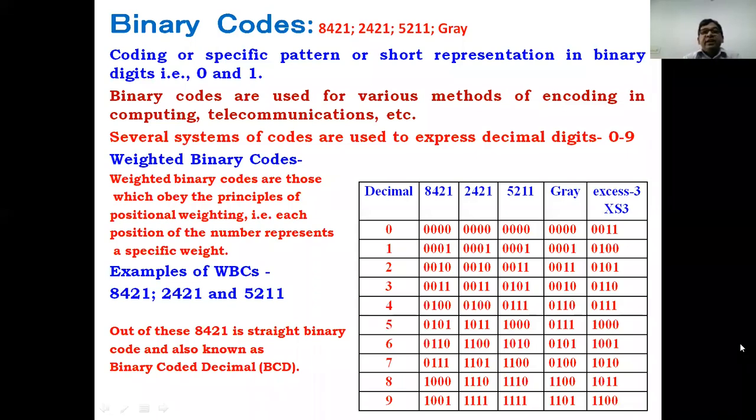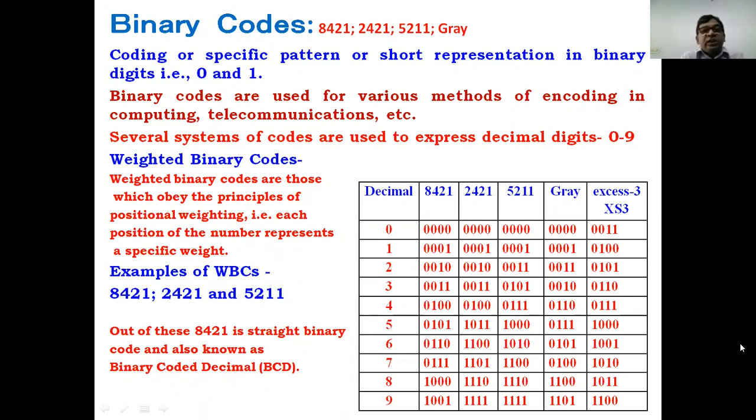And basically that is 8421, 2421, 5211 and gray code. But before that, we have to know what binary codes actually are. Codes are a specific pattern or short representation in binary digits, that is 0 and 1. Anything will be represented in 0 and 1 form, and that will be the short representation.